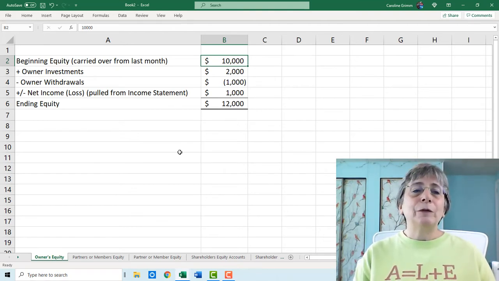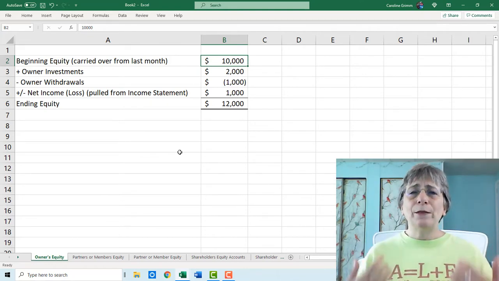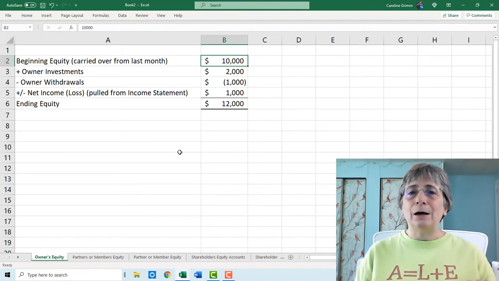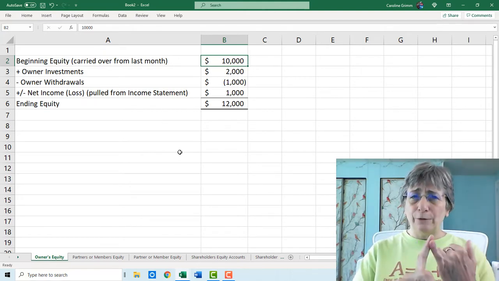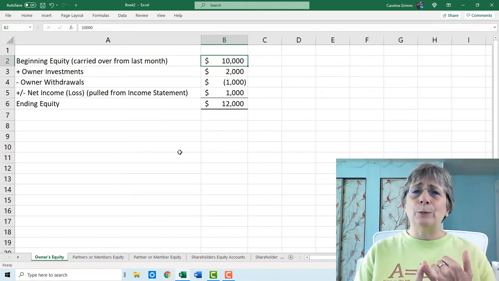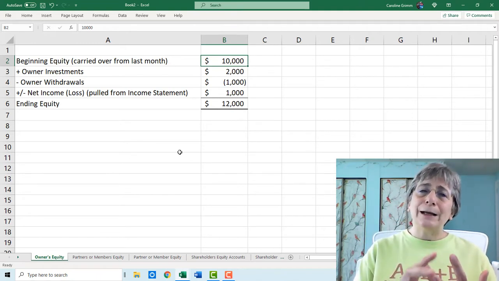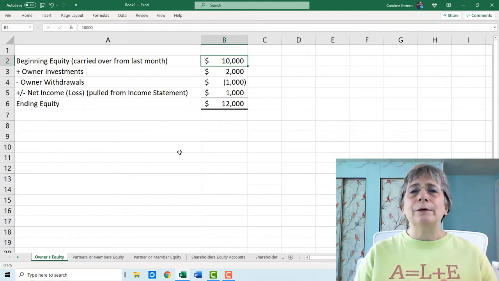Now in this month, let's say that our owner invests $2,000 in the business. And let's say that he or she pulls out $1,000. So they're taking $1,000 out of the business. And then let's say that we have a net income of $1,000. So the changes in the owner's equity are the investment, the owner has put more money into the business, the withdrawal, the owner has taken money out of the business, and the net income has increased the value of the owner's equity. If it was a net loss, it would decrease the value of the owner's equity.